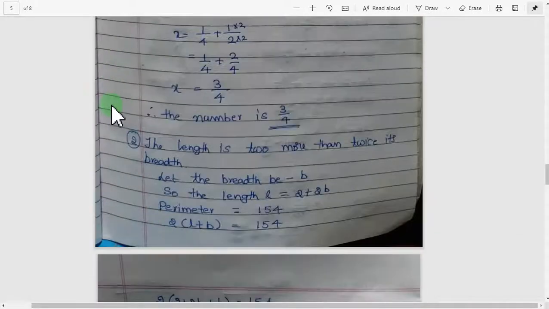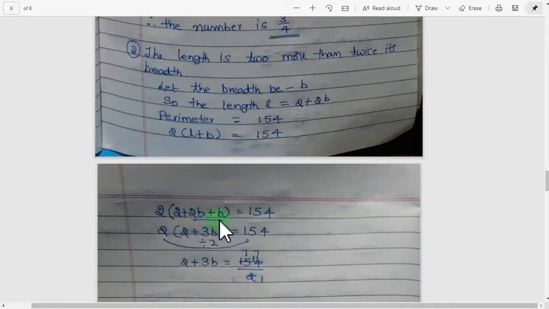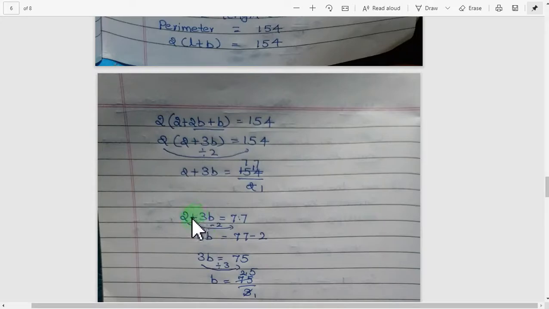So we will consider breadth as b, and the length is 2 more than 2 times its breadth. 2 more means adding 2 to 2 times breadth. So length is now 2 plus 2b. Perimeter given is 154. As you know, the perimeter formula for the rectangle is 2 into L plus B is equal to 154. L and B you substitute. L is 2 plus 2b, plus b is 154. Here these you can add like terms, same variable, 3b. Then you take 2 to the other side, it is division. Simplify this and then simplify as usual.